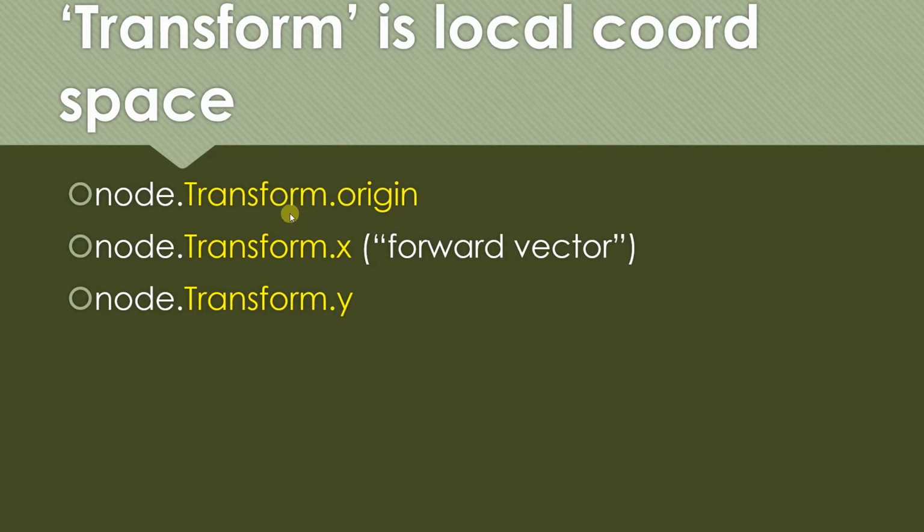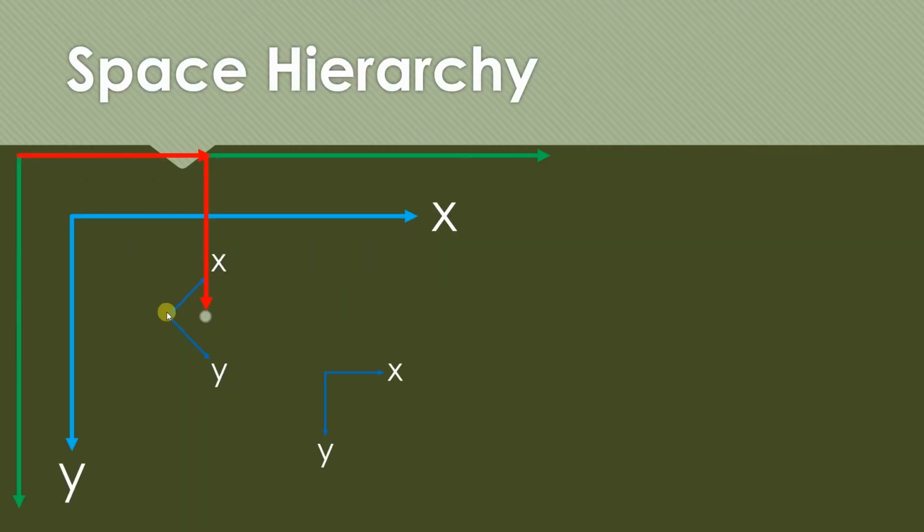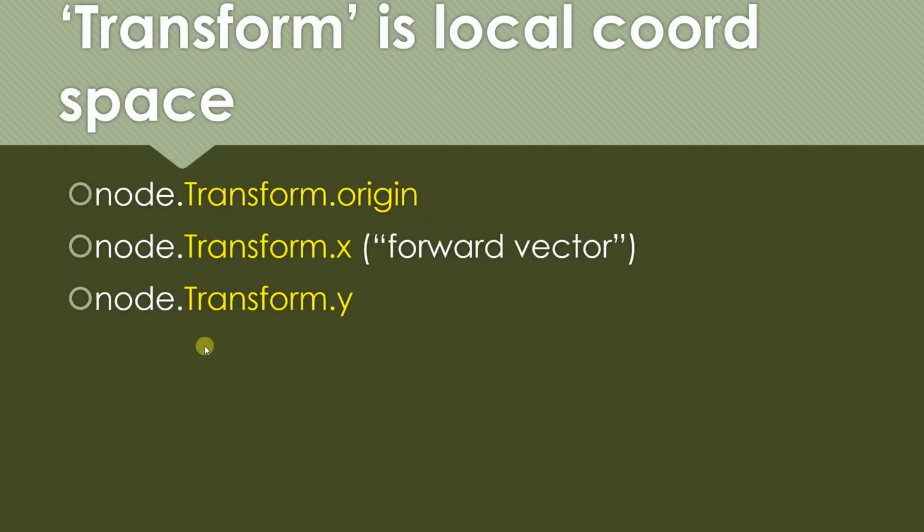Now this transform property has a bunch of sub-properties. So the origin tells you basically the origin, like here for this guy, for example, right? The x property tells you the x direction. Sometimes this is called the forward direction, depending on what your definition of forward is.